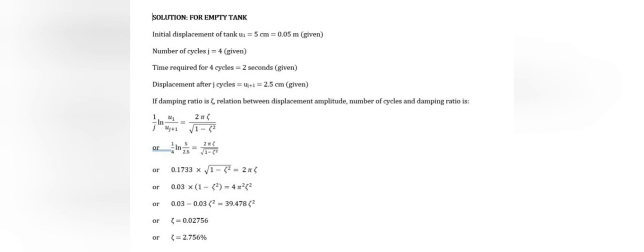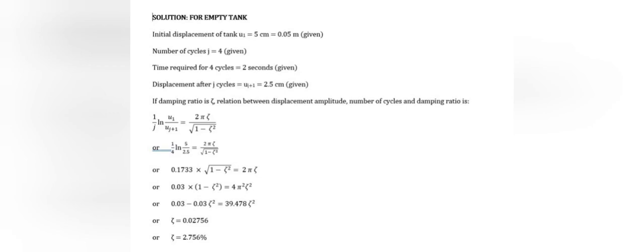Now first we'll solve for the empty tank condition. The tank was pulled by the cable and then the cable was suddenly cut. This made the tank undergo free vibrations. The initial displacement of the tank, represented by small u1, is given in the question as 5 cm, which will be 0.05 meter. The number of cycles is given as 4, we represent it by small j. The time required for 4 cycles is given as 2 seconds. The displacement after j cycles, that is after 4 cycles, is reduced to 2.5 centimeter. This is also given in the question.